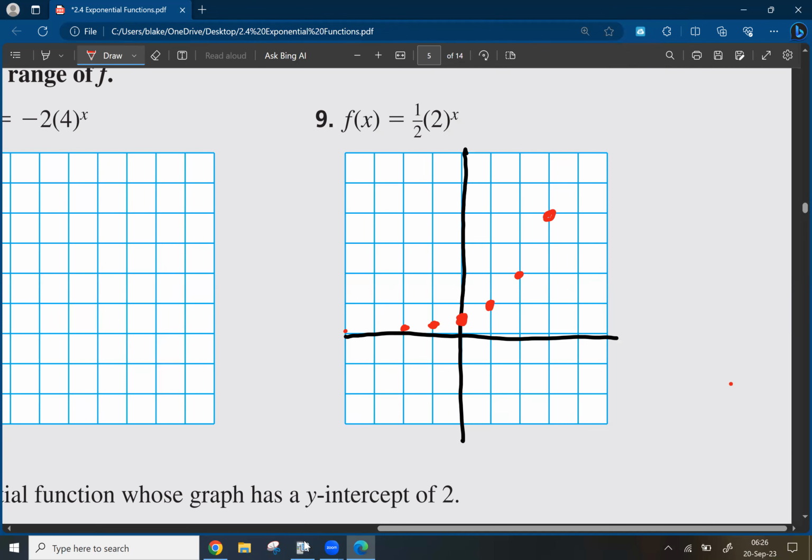So that helps us. And again, we remember that there's an asymptote on the x-axis, so be careful about how you draw your line on the left side. But there's your function. All right.